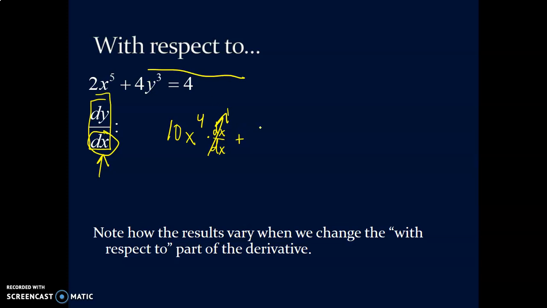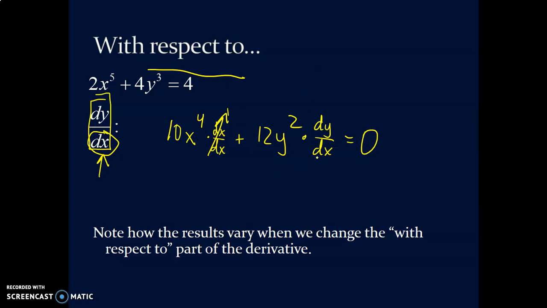For this next term, I would get 12y squared times the derivative of y with respect to x. dx/dx cancels out, that's just 1. dy/dx does not cancel out. This is what I'm solving for on this problem. And then the derivative of a constant with respect to x, it doesn't really matter what it's with respect to, the derivative of a constant is always going to be 0.